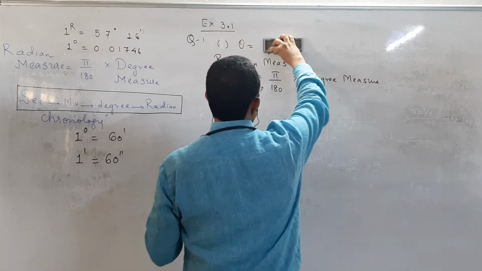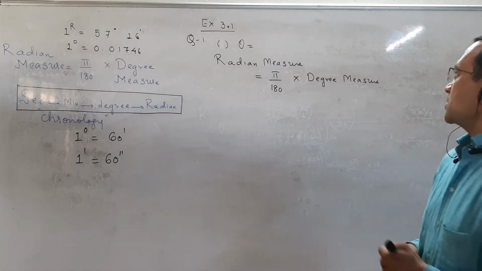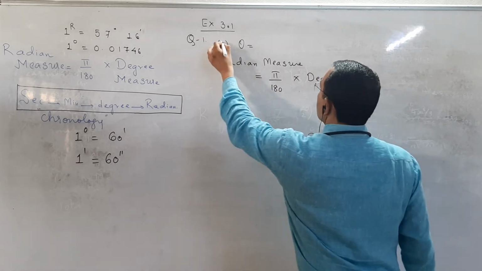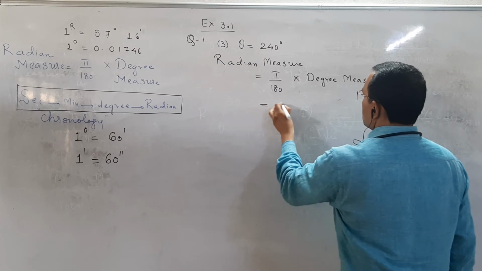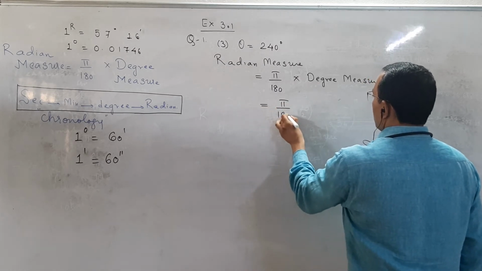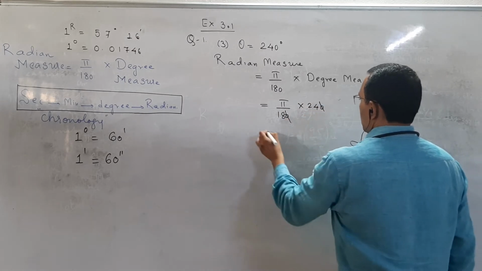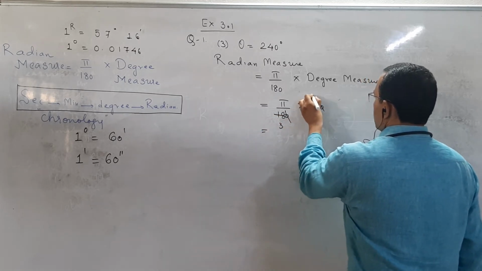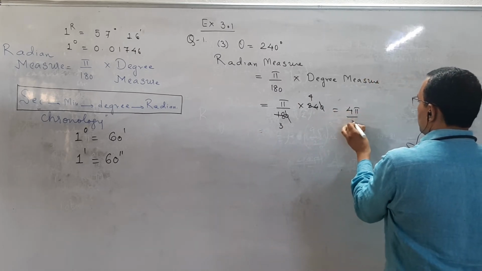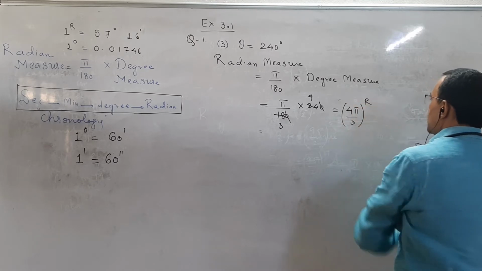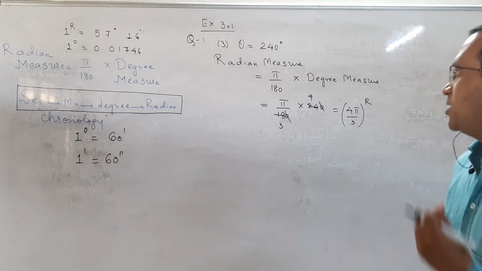And here what is given as theta, just check. It is 240 degree. Okay, so part number 3, theta is 240 degree. So this is pi by 180 into 240, cancel this 0 and 0. 6 3s are 18 and 6 4s are 24. So the final answer is 4 pi by 3 radian. That's all students.